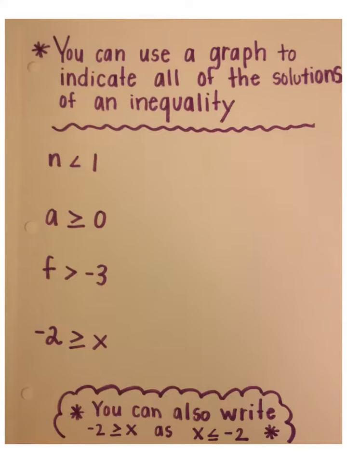In the beginning of this presentation, I told you that we use number lines to visually represent solutions of an inequality. So that's what we're going to do here. If we look at this first one, it says that n is less than -1. The way I can use a number line is to start by drawing it, okay?